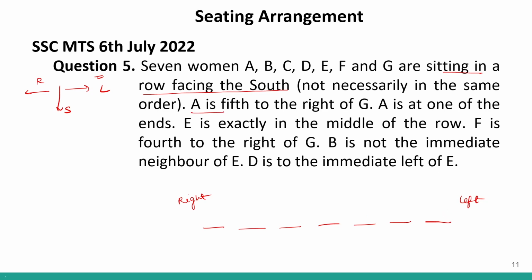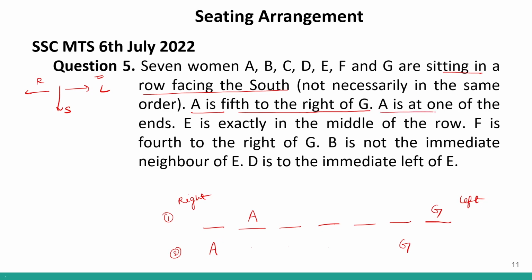Now, A is 5th to the right of G. That means A is 5th to the right of G. So 1, 2, 3, 4, 5. This is possibility number 1. Possibility number 2 will be that G is over here and 1, 2, 3, 4, 5 we have A over here. These are 2 possibilities that can be formed using this information.